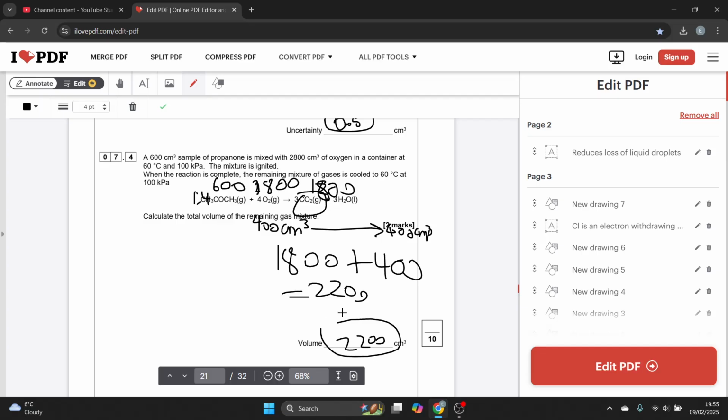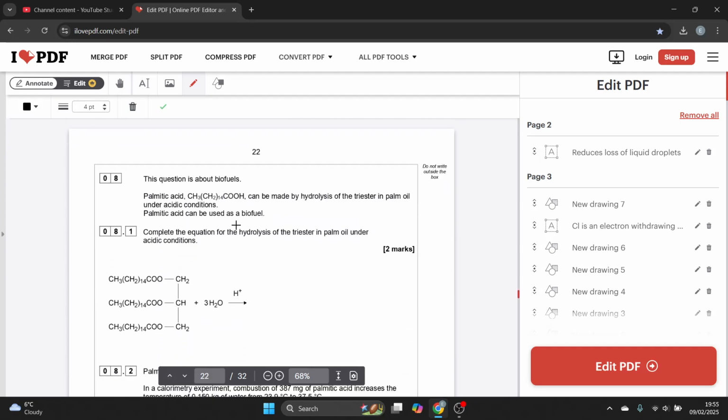Now the tricky part here is most students, including myself, would think about this. But look at that state symbol. That's a liquid. That's not a gas. So I don't care about the volume of that. It's not a gas, it's a liquid. So that's in excess, 400 centimeters cubed of oxygen remaining, and then use the molar ratio to find out the volume of this. 1800, 600 times 3, 1800 plus 400, 2200 centimeters cubed.